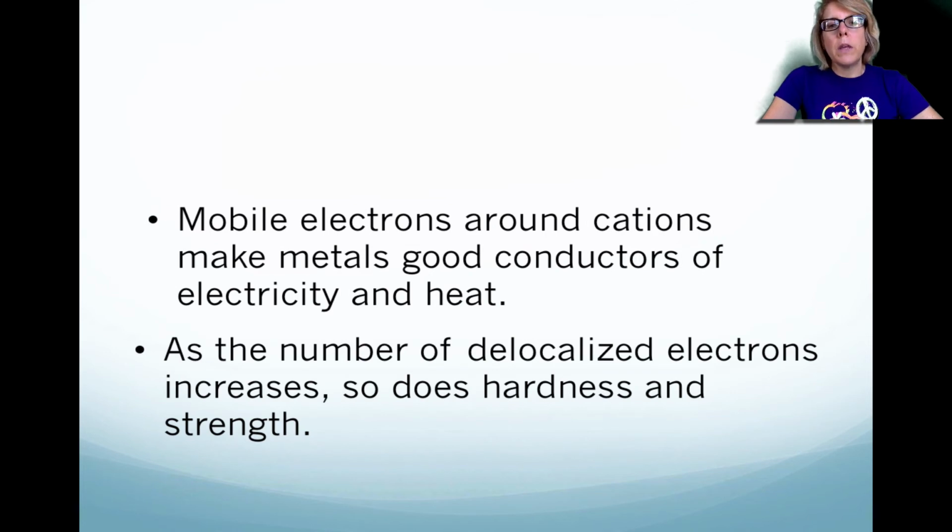Okay, so the electrons move around the cations, and as a result of it, metals are good conductors of heat. That's why we use metal pots and pans on our stove, because they are able to transfer the heat more readily. And if you have more electrons available, you'll probably notice that the strength of the metal increases and the hardness of the metal increases.